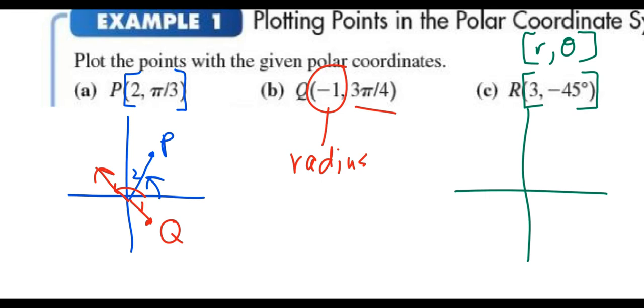Okay, so negative 45 means I'm rotating. Whoa, that was not negative 45. Holy cow. Who did that?